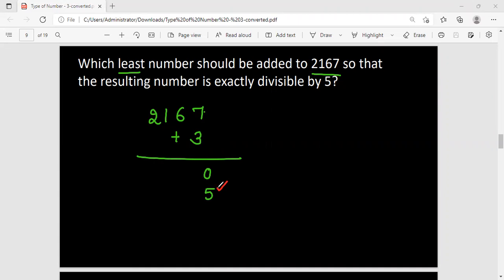Another number, to make it 5: either I should subtract 2 from 7, but my question says added. What should be added to 7 to get a 5? Can you say 8? Because 8 plus 7 will give you 15 and 1 will be carried forward. But we are looking for what? We are looking for the least number. So my least number will be 3 here. So 3 should be added to 2167 so that the resulting number is exactly divisible by 5.